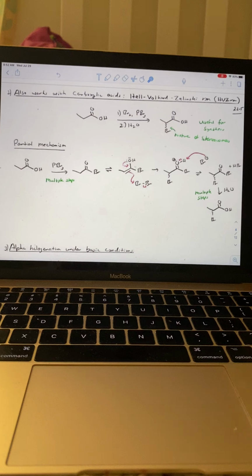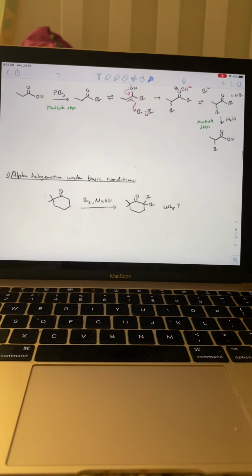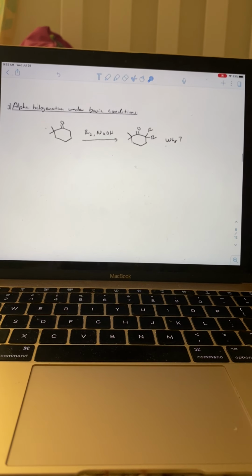It's a way of actually introducing a halogen alpha to a carboxylic acid, as opposed to an aldehyde or a ketone. So I put that there if you want to look at it for fun. And there's a couple more towards the end for that.